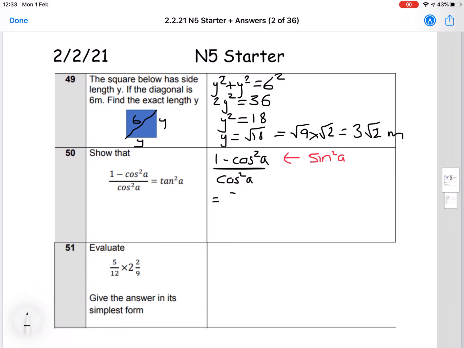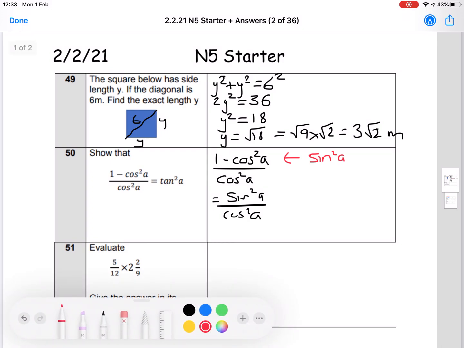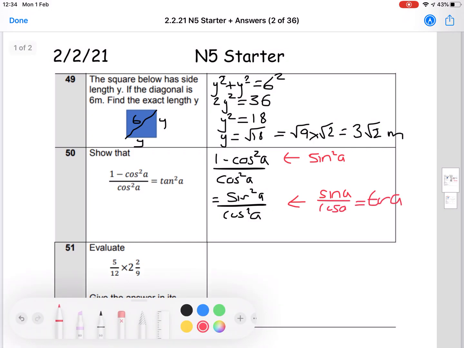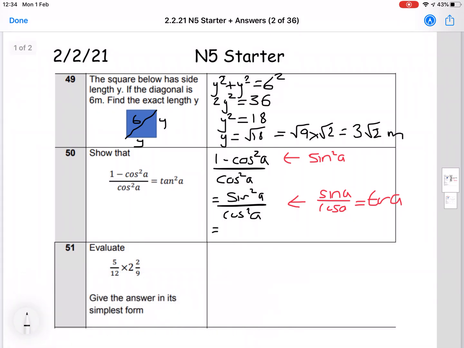So that would then become sine squared a over cos squared a. And then the rule that we would use here is that sine a over cos a is equal to tan a. So if we have squareds, it's the same idea. So sine squared a over cos squared a would then give me tan squared a as required, so as we were asked to prove.